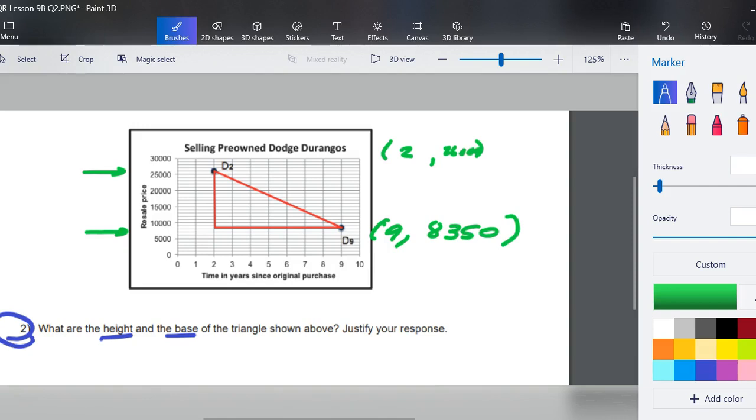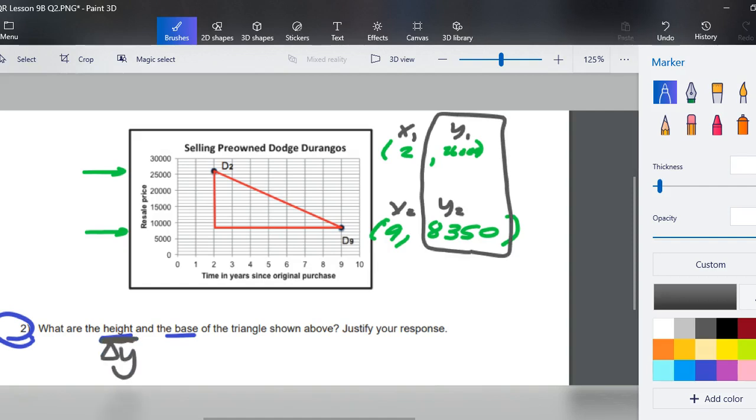We have done several things with slope where we've looked at our x's and our y's. We've even labeled them accordingly. We're not calculating slope, but yet we are calculating parts of it. Because if this is asking for the height, it wants to know what's the difference in the y. And so the highest point is 26,000 and our lowest point is 8,350. And that's what we're going to subtract to find that our height is 17,650. And I'd love to go ahead and put dollars.